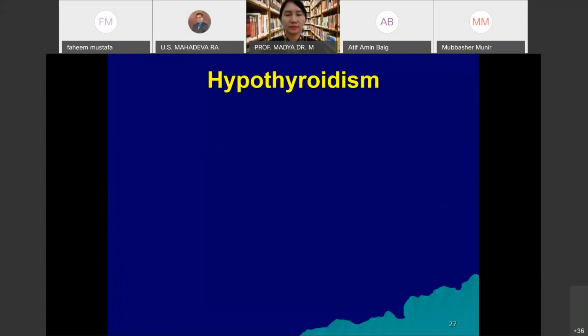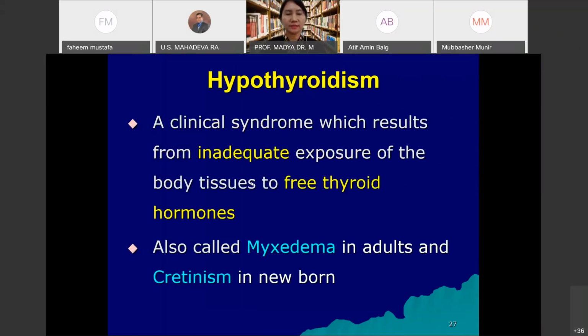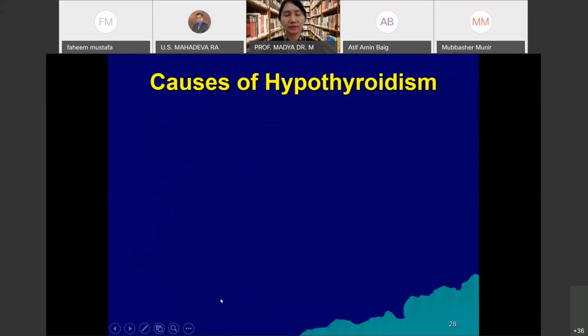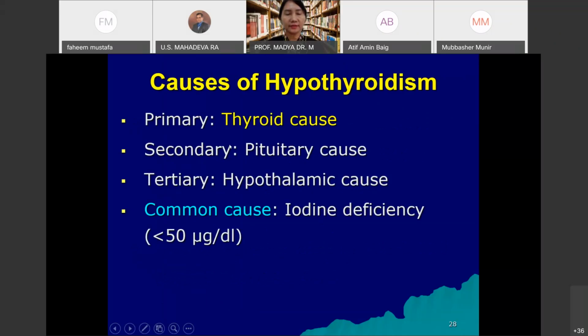So let's move on to hypothyroidism. It is related to obesity, so we can call it metabolic obesity, or the obesity of hypothyroidism. It's a clinical syndrome resulting from inadequate exposure of the body tissues to free thyroid hormones. In adults, it's called myxedema. In newborns, it is called cretinism. So what are the causes? As in the hyperthyroid state, the thyroid cause is primary, secondary is pituitary, and tertiary is hypothalamic.